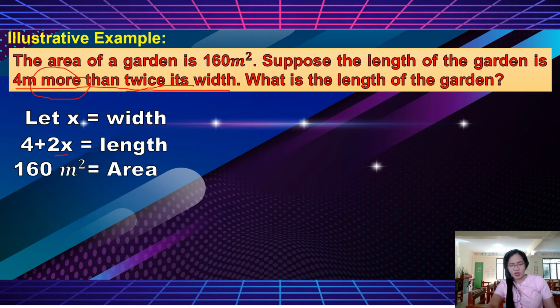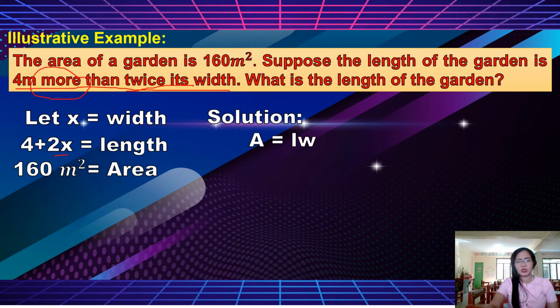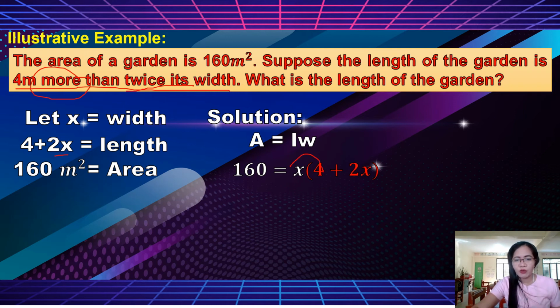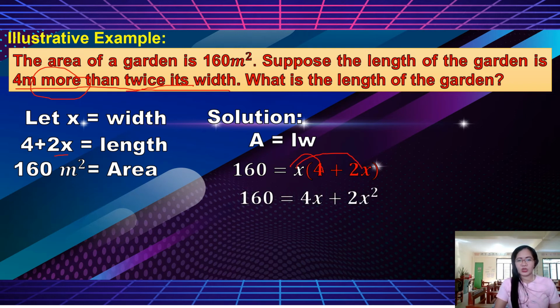So, just like what we did in our first example, we will be using the formula of the area, which is length times width. Then we are going to substitute again. So, the value of our area is 160. The value of our length is 4 plus 2x, and the value of our width is x. Ako lang giswap. Ako lang giuna og swap si monomial. So, now, in our solution, we're going to multiply a monomial by a binomial by distributing the monomials. So, x times 4 is 4x, and x times 2x is 2x squared.